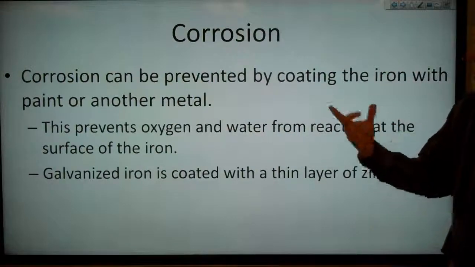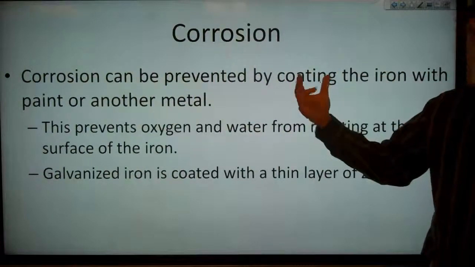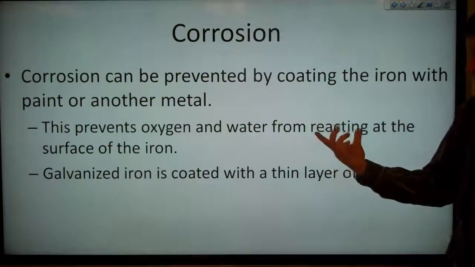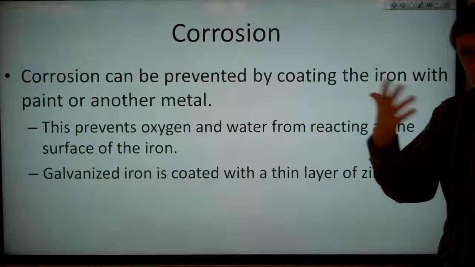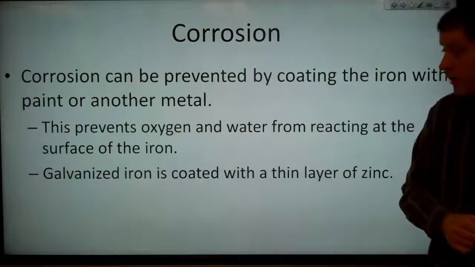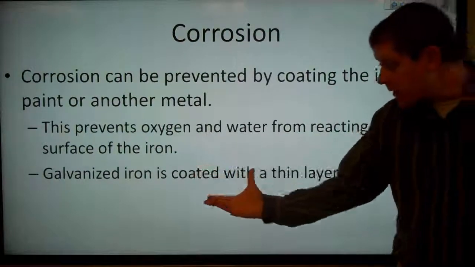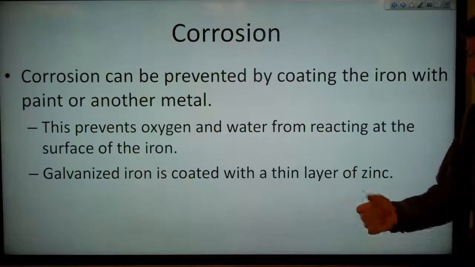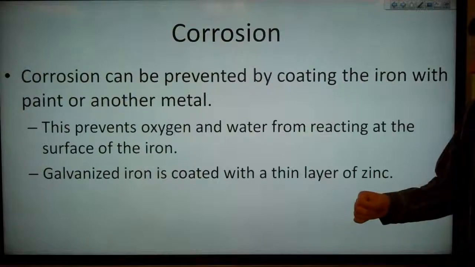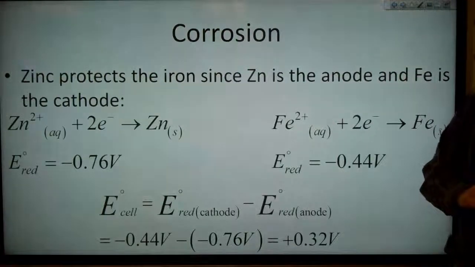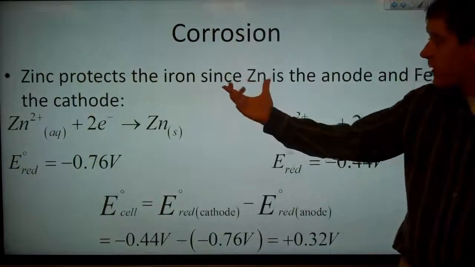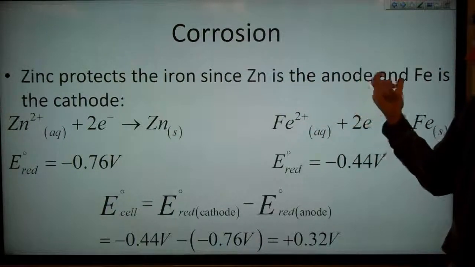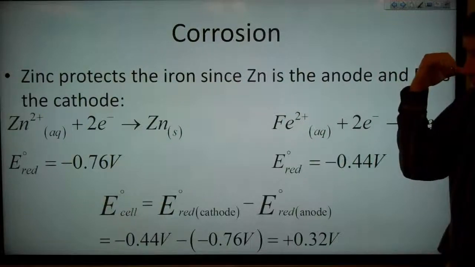Corrosion can be prevented by coating the iron with paint or another metal, and this is preventing the oxygen and water from reacting at the surface of the iron. They're simply not getting to the surface of the iron. So galvanized iron is coated with a thin layer of zinc. Zinc does not react as readily as the iron will. The zinc is protecting the iron, and here the zinc is the anode and iron is the cathode.